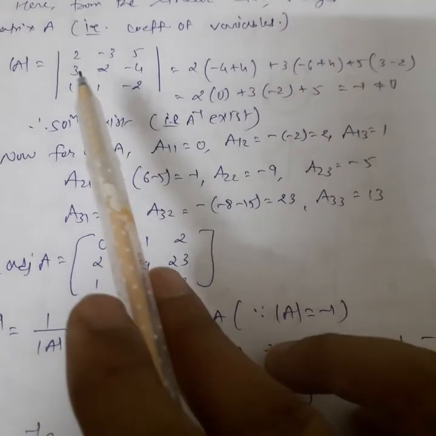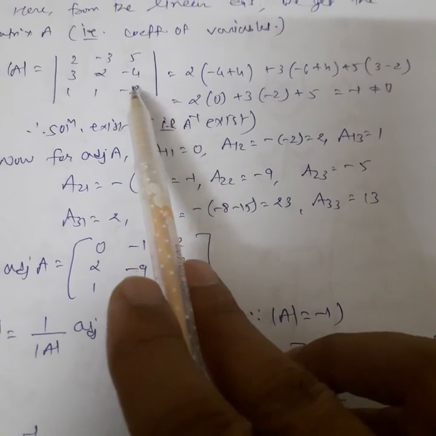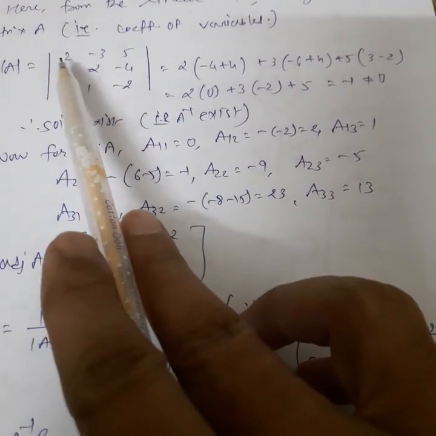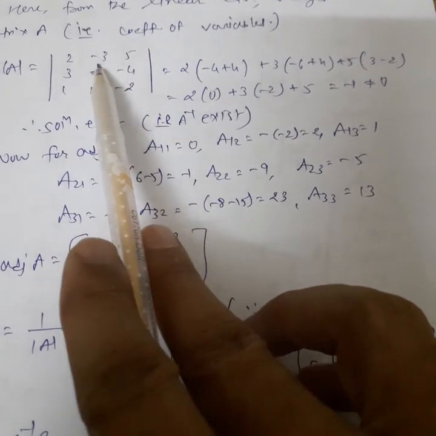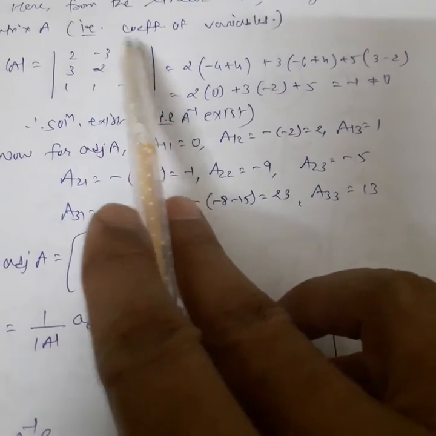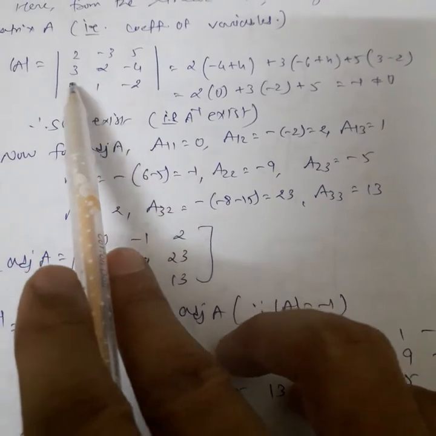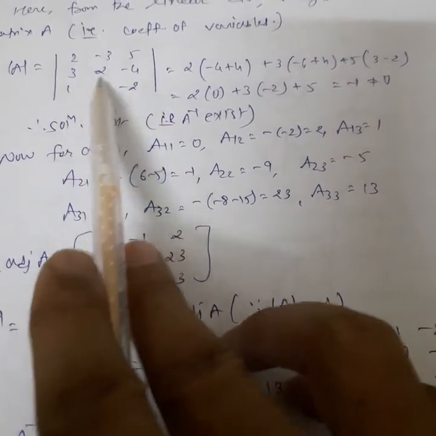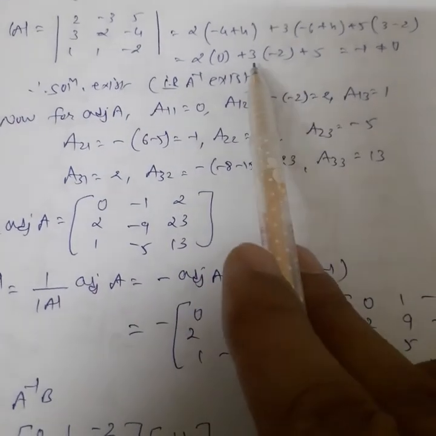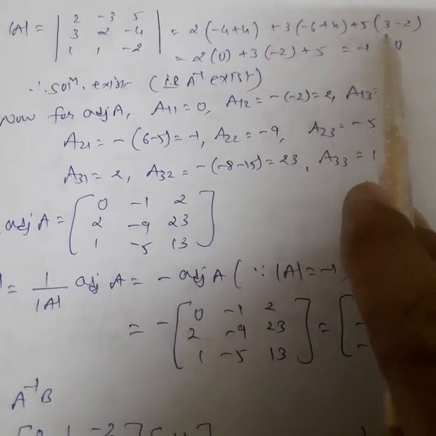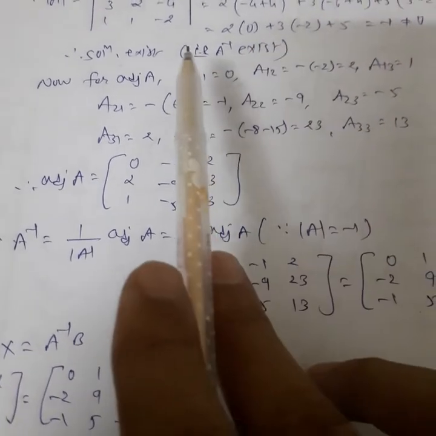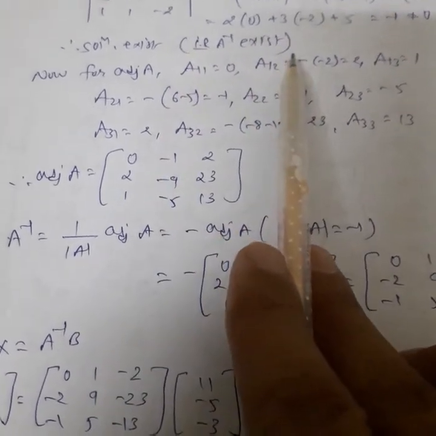Its expansion is 2 into minus 4 minus minus plus 4, minus minus plus 3, because the expansion is in that form, plus minus plus. So minus minus plus 3, the element of first row second column, so we add them, then 3 twos are 6, minus minus plus 4, plus 5 into 3 minus 2. So its simplification will be 2 into 0 plus 3 into minus 2 plus 5 into 1. So it is minus 1, not equal to 0. So its solution exists, which means its inverse exists.